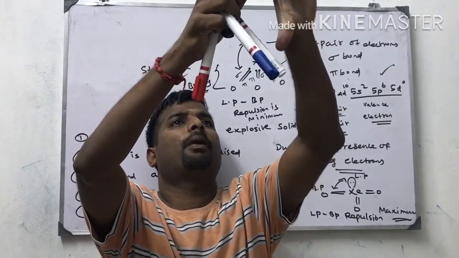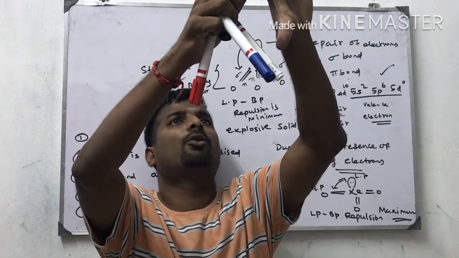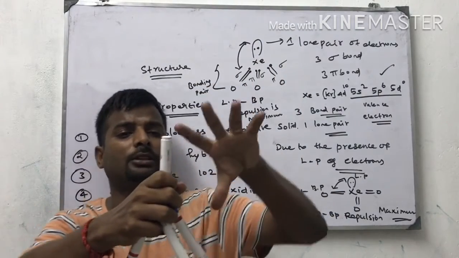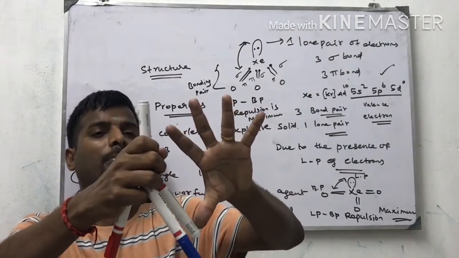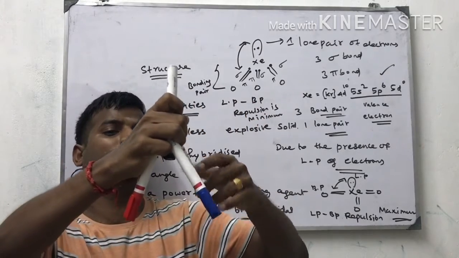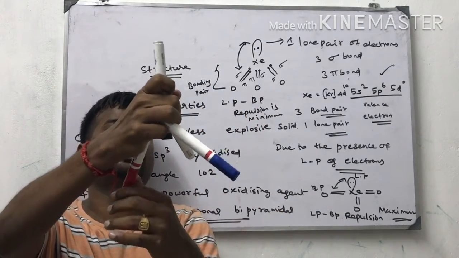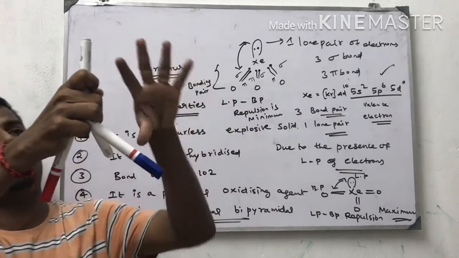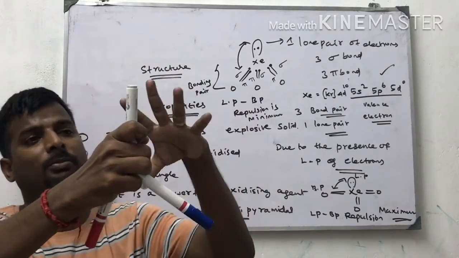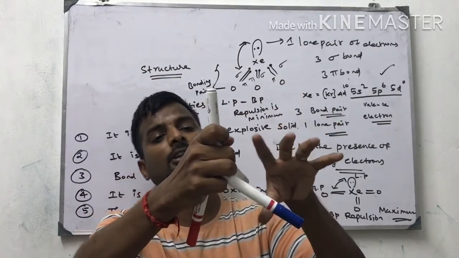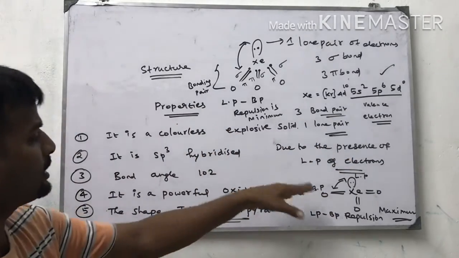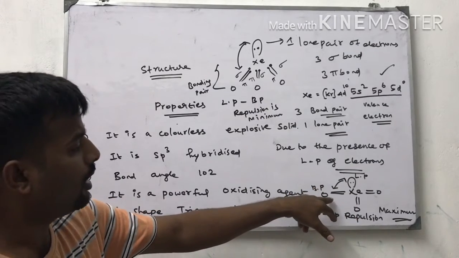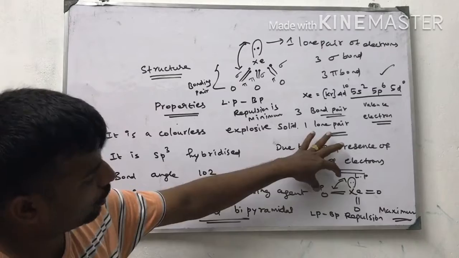The lone pair and bond pairs are at distances like this. Therefore the repulsion between the lone pair and bond pair is minimum, because all are present in the equatorial region, that is 3 corners. So for lone pair, bond pair, repulsion is minimum, and this molecule is highly stable. Bond angle is 102. In the other category, the distance between the lone pair electrons and bond pair electrons is minimum, very close to each other.